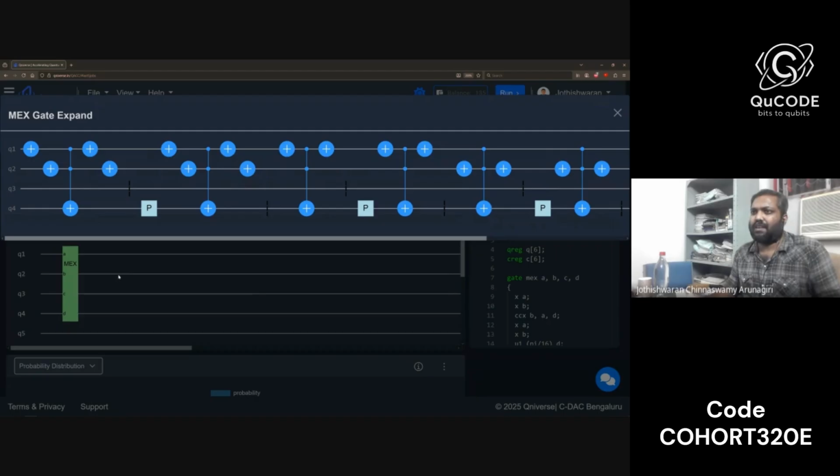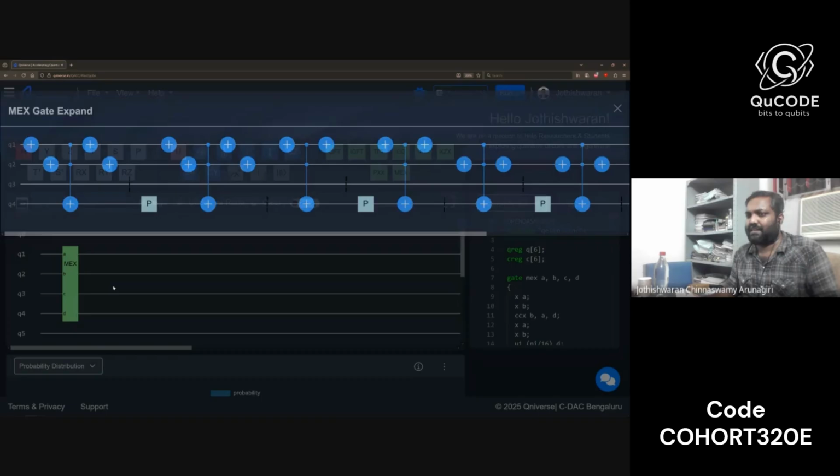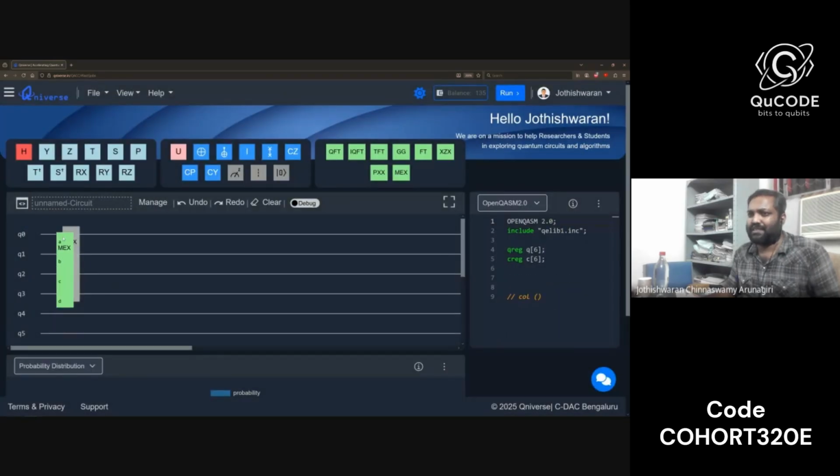Oh god, it has been truncated. Q2, Q3, Q4. No worries. It's fine, it still works. Yeah, so there is an internal optimizer that just truncated my unnecessarily large circuit.